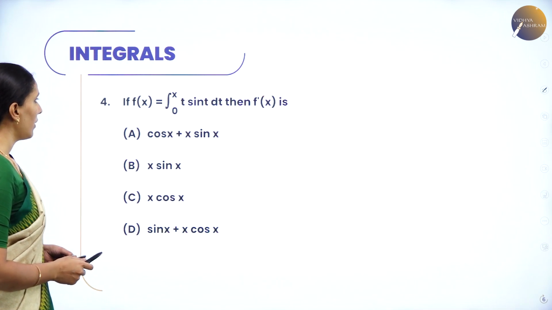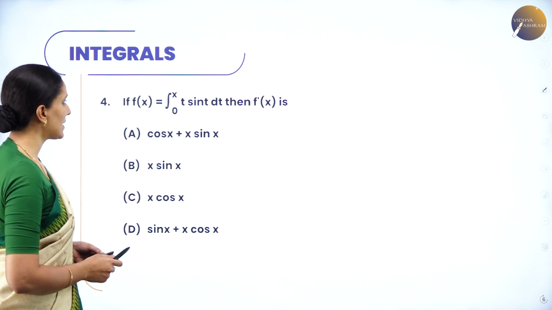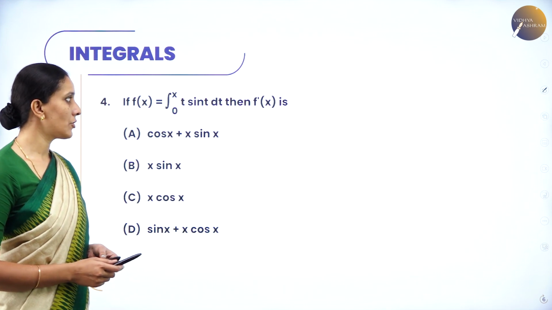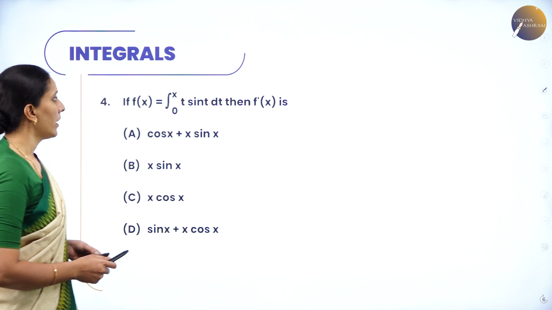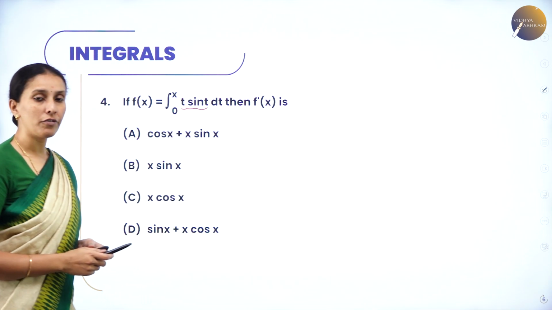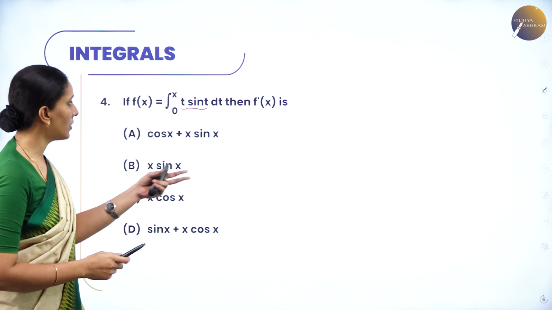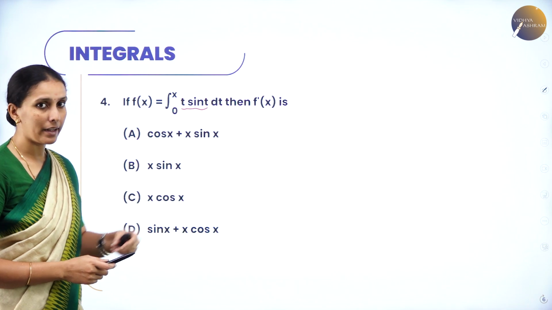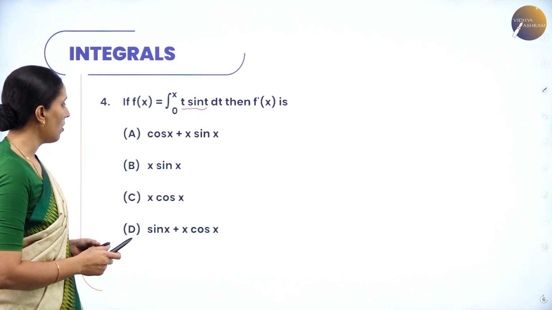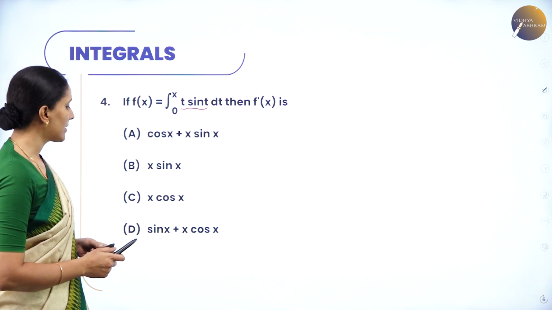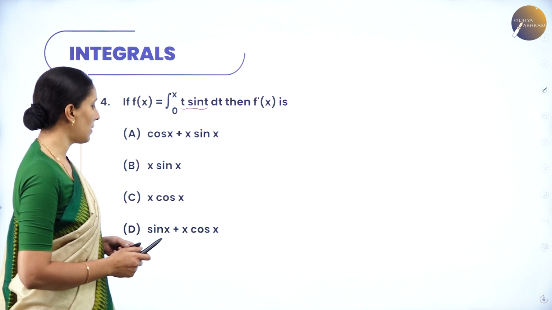Next, if f of x is equal to the integral from 0 to x of t sin t dt, then f dash of x is. Here actually the derivative of the function will be asked. First we need to find out what f of x is and then differentiate it. So what are the options here? Cos x plus x sin x, x sin x, x cos x, sin x plus x cos x.